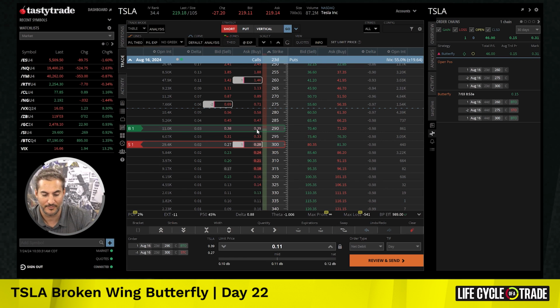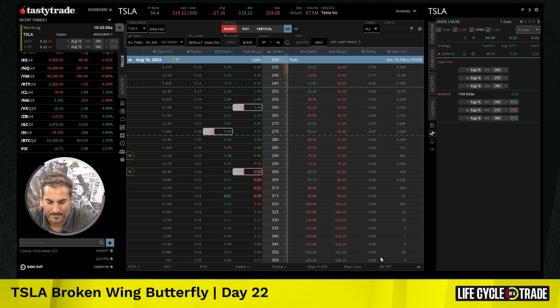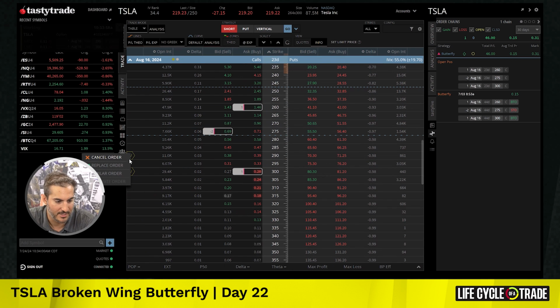Now, this butterfly will hold some sort of value, which means that we are leaving money on the table, but it gives us a potential to realize up to $1,500 in max profit if the stock does bounce back to 275. Of course, very low probability of that happening, but a very high potential reward if it does. So we're going to route this order and see if we can get filled here at 11 cents. If we can't, of course, we can adjust this order.